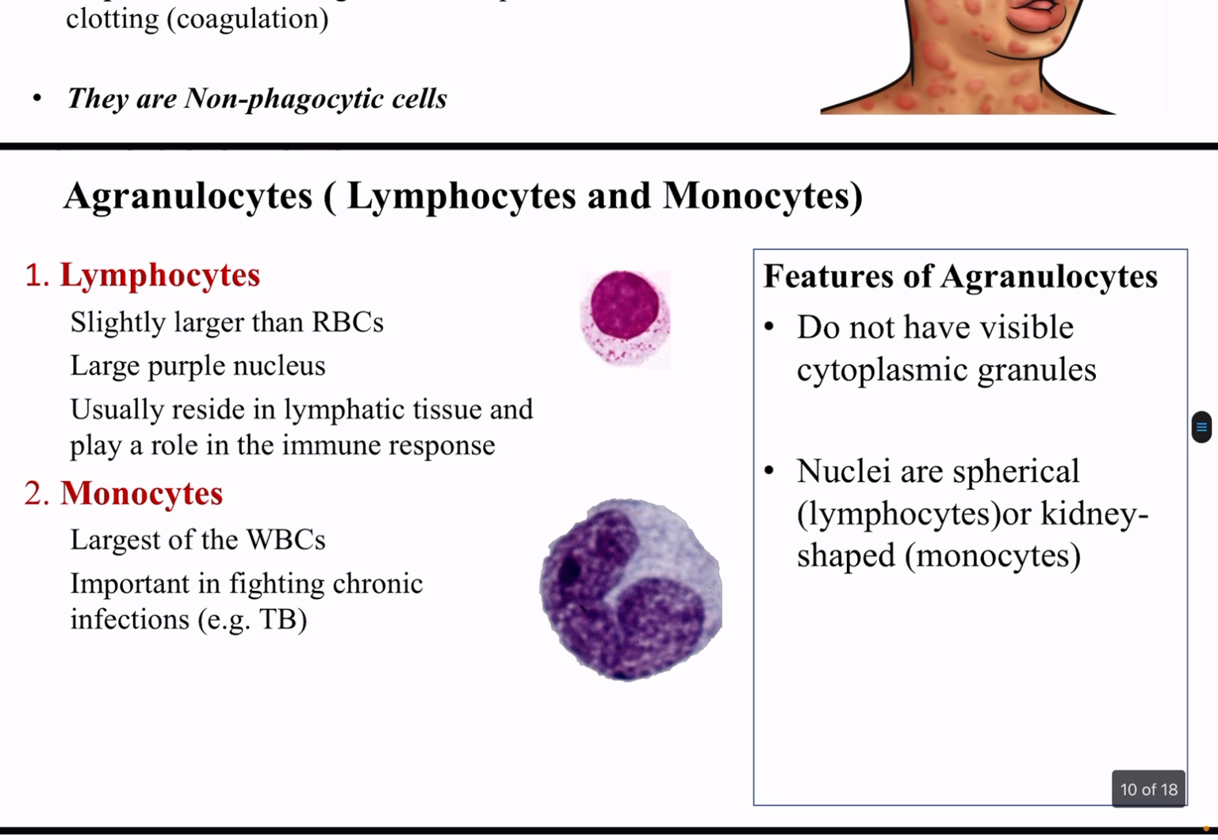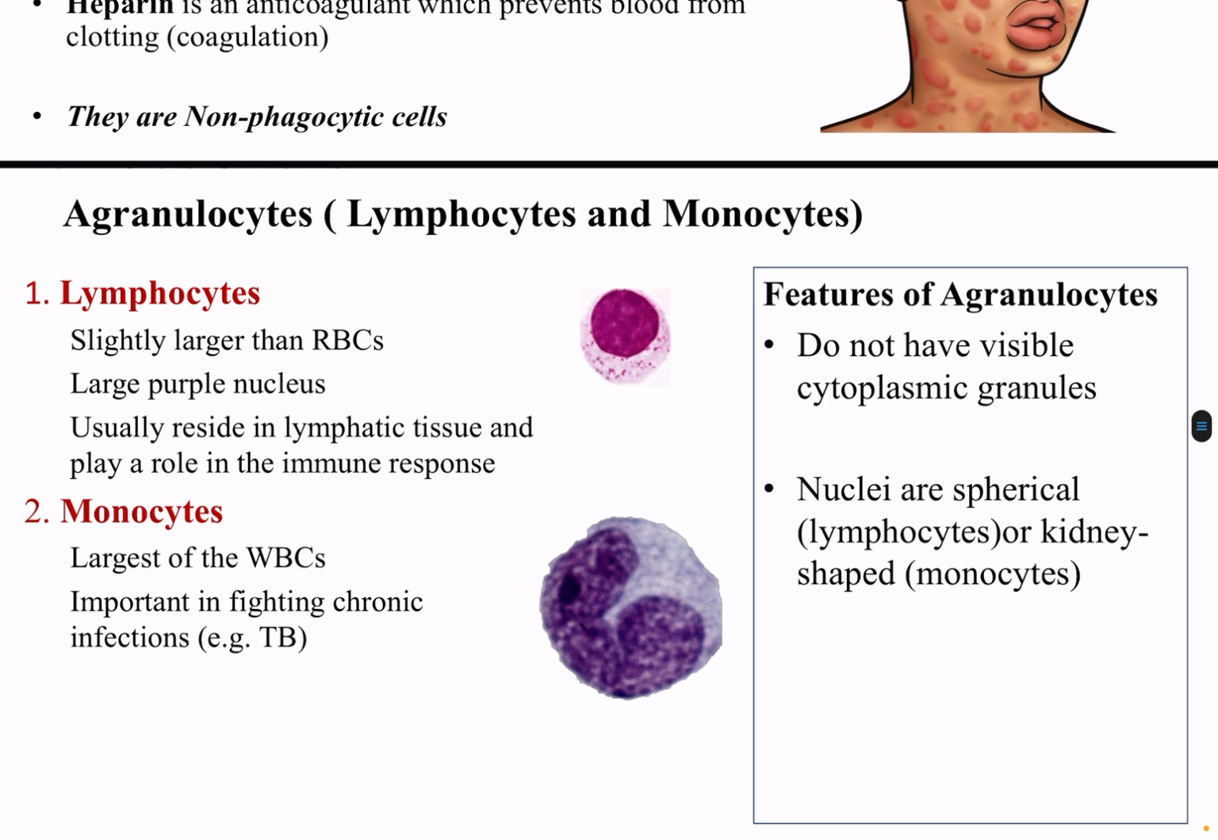The agranulocytes do not contain clear and obvious granules in their cytoplasm. These are the lymphocytes and monocytes. Both of them contain one nucleus, which is not lobulated. In the lymphocyte, the nucleus is round in shape, and in the monocyte it is kidney or oval in shape.